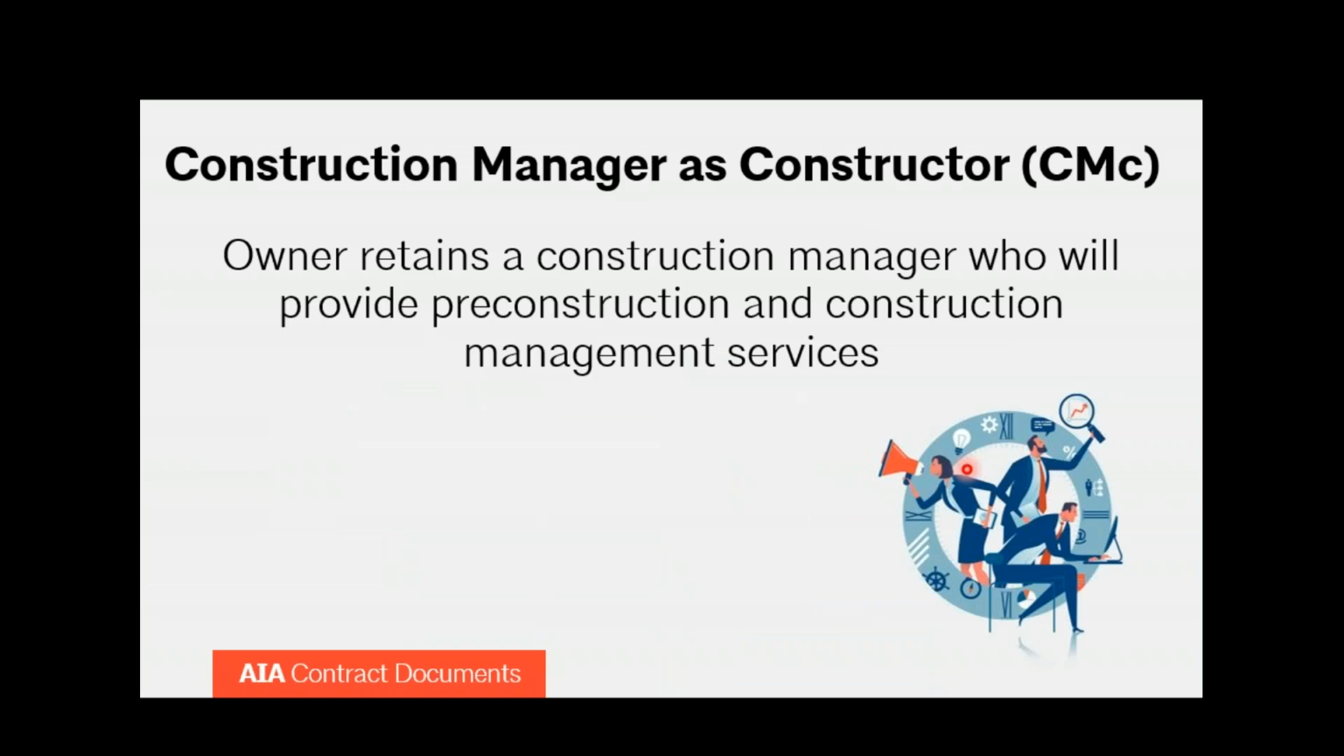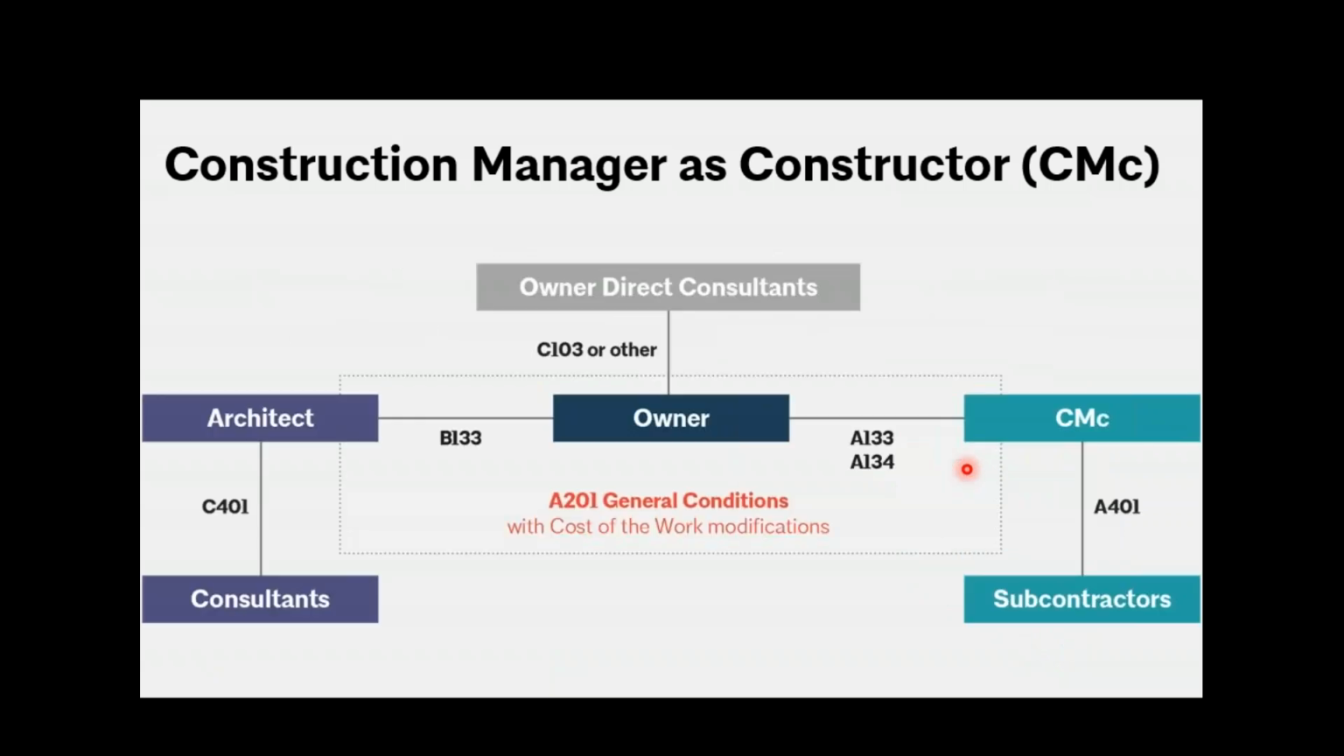The next family is CMC, which stands for Construction Manager as Constructor, basically where the contractor is the construction manager. So you can see we have an owner-architect agreement. You can have an owner-consultant agreement, and then you have an owner-contractor agreement, but the contractor is the CMC, the construction manager contractor. This is very similar to the conventional family, and in fact, it uses the same general conditions, A201. So what's the difference?